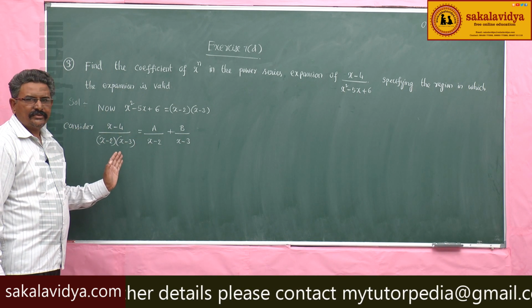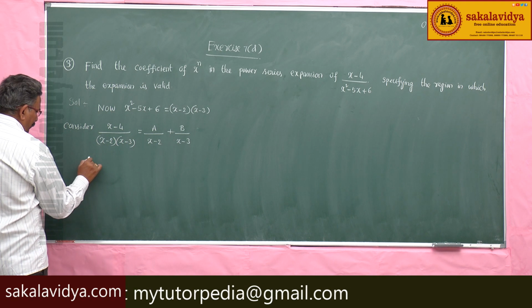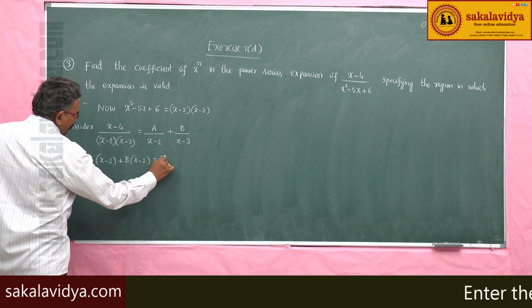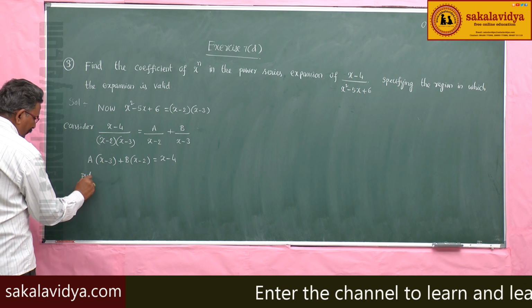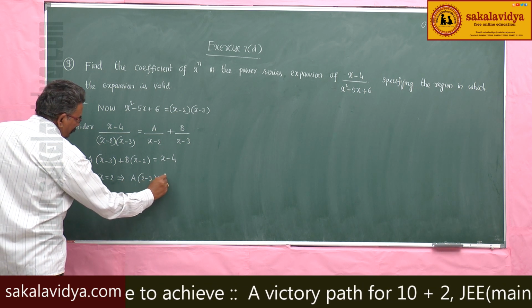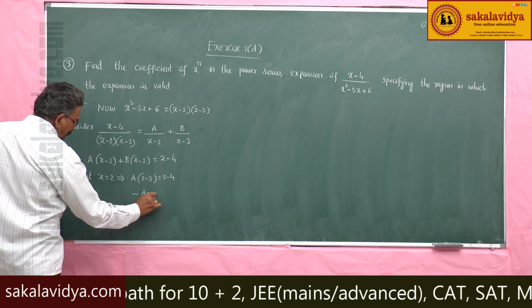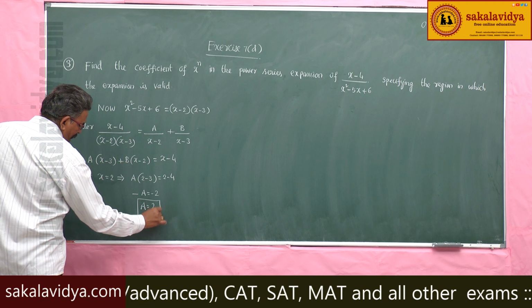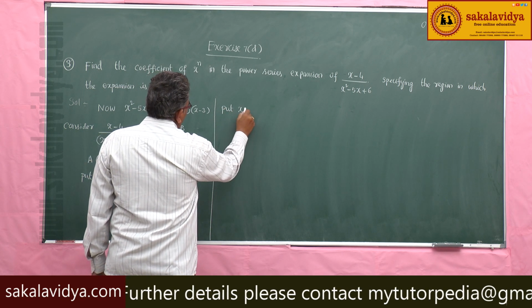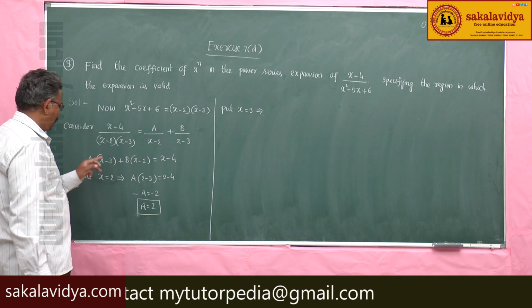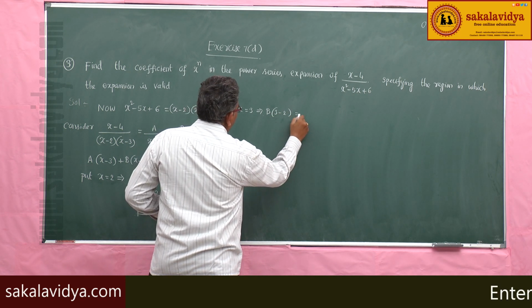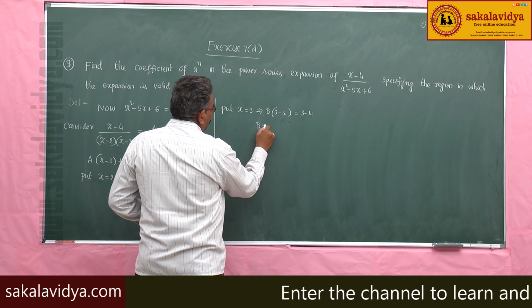Multiply (x minus 2) into (x minus 3) on both sides. So we get A of (x minus 3) plus B of (x minus 2) equals x minus 4. Put x is equal to 2. A of (2 minus 3) equals 2 minus 4. So minus A equals minus 2, A is equal to 2. Now put x is equal to 3. This becomes 0. So this is B of (3 minus 2) equals 3 minus 4. B equals minus 1.